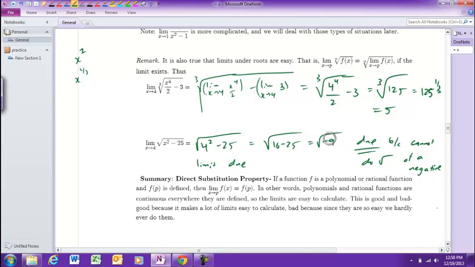Unless we are allowed to have complex numbers, which you probably learned about in pre-calculus. But for calculus, for Calc 1, our focus is only really on real numbers. So in this case, we would say that is not defined.